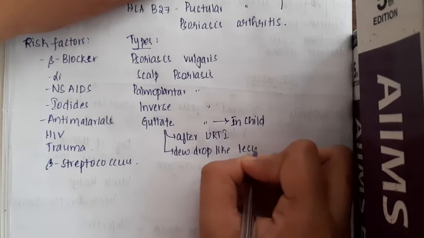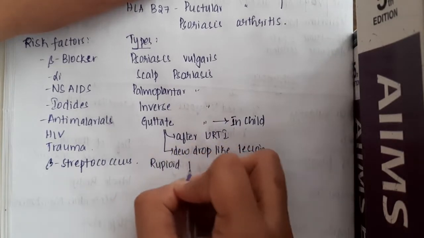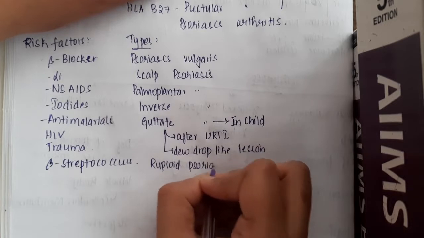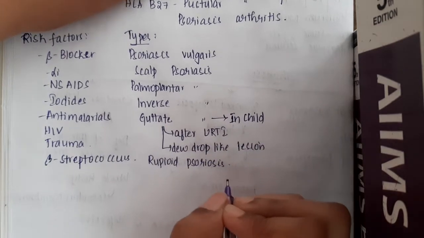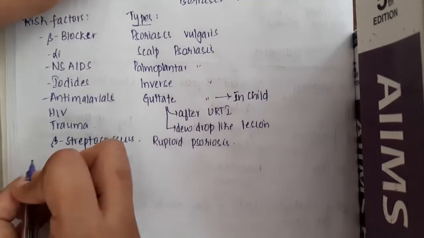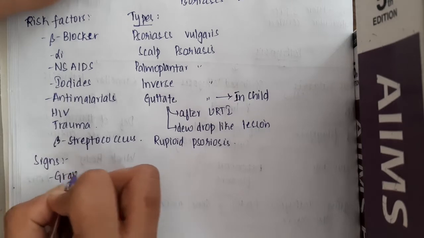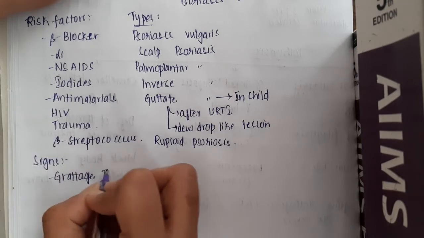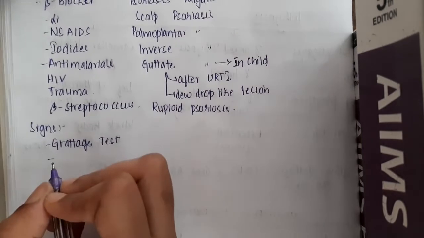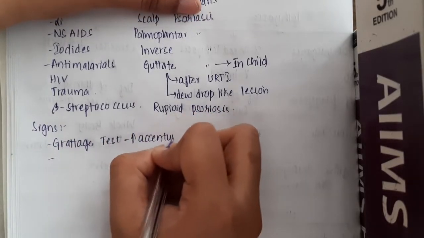Then we have rupioid psoriasis, or we can also call it trumpet like psoriasis. Hyperkeratotic lesions are seen. Then we have signs. In the signs, most important is the Grattage test, where there is increased accentuation of the scaling seen in the Grattage test.